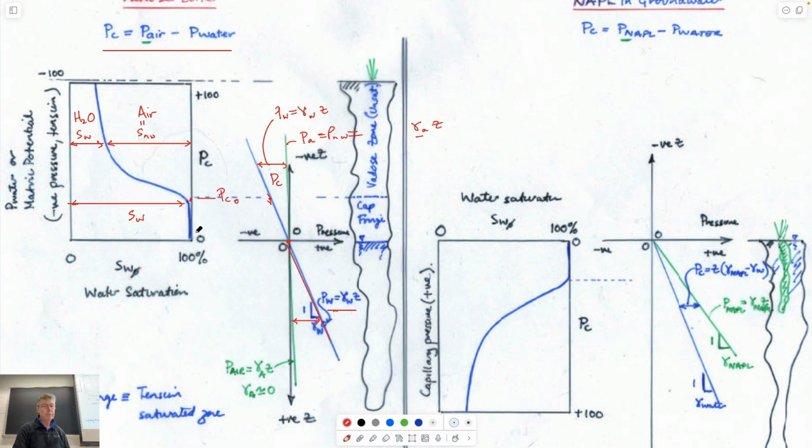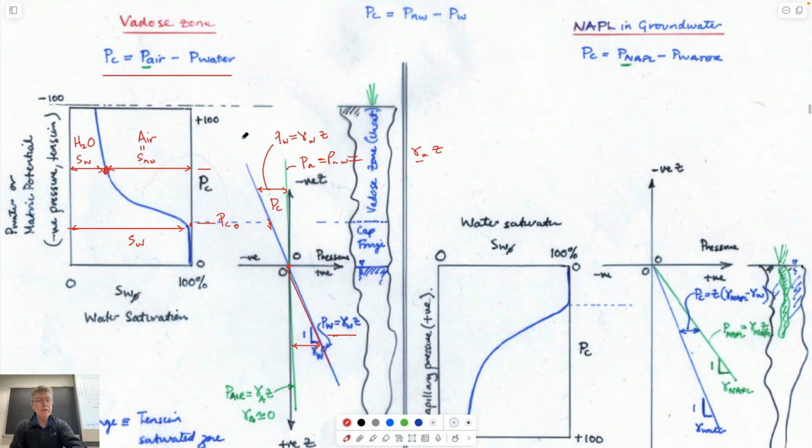And so the capillary pressure curve defines the distribution of saturations. And each of these saturations, the combination of them, has a unique capillary pressure attached to it. And so we can describe this behavior in the vadose zone in terms of this capillary pressure curve.